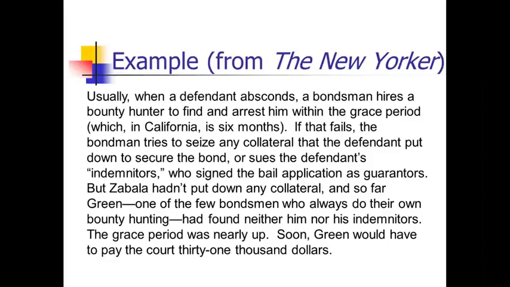It says, "Usually when a defendant absconds, a bondsman hires a bounty hunter to find and arrest him within the grace period, which in California is 6 months." Notice these are the parentheses.